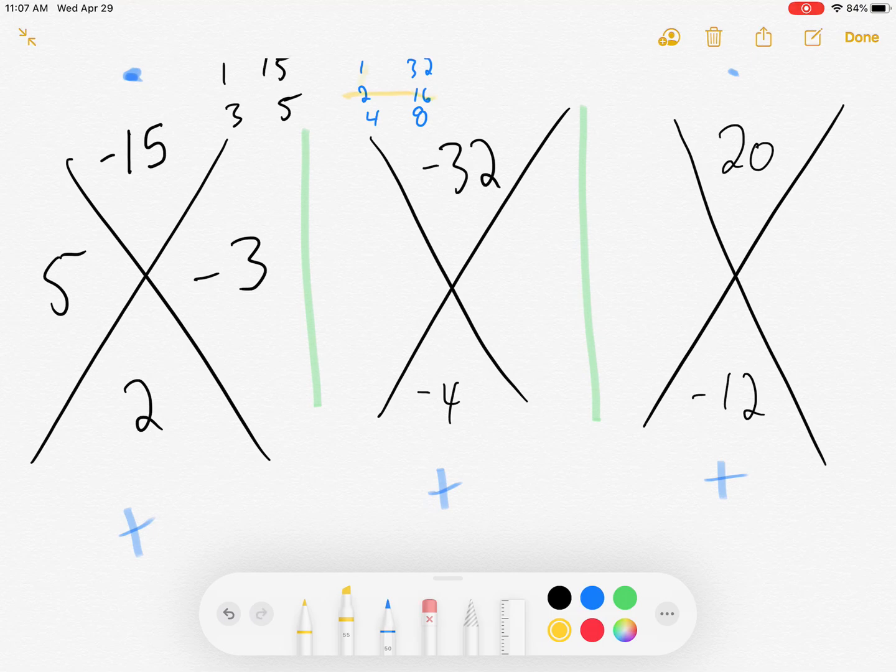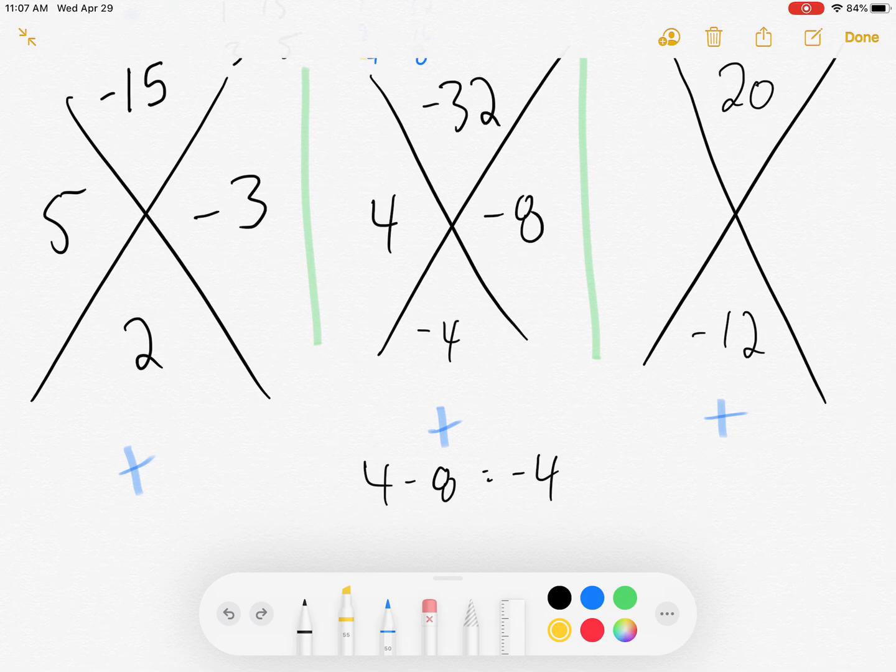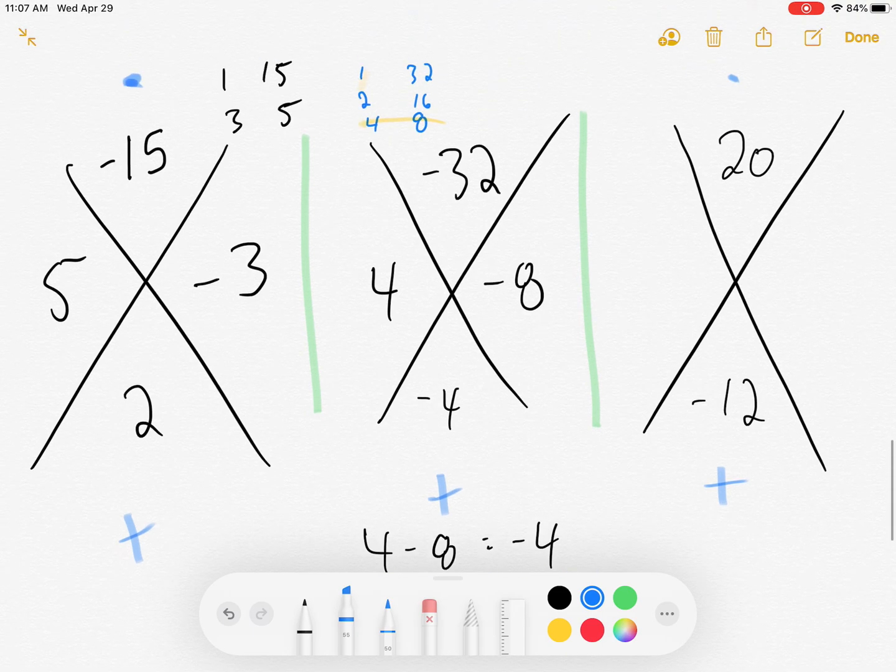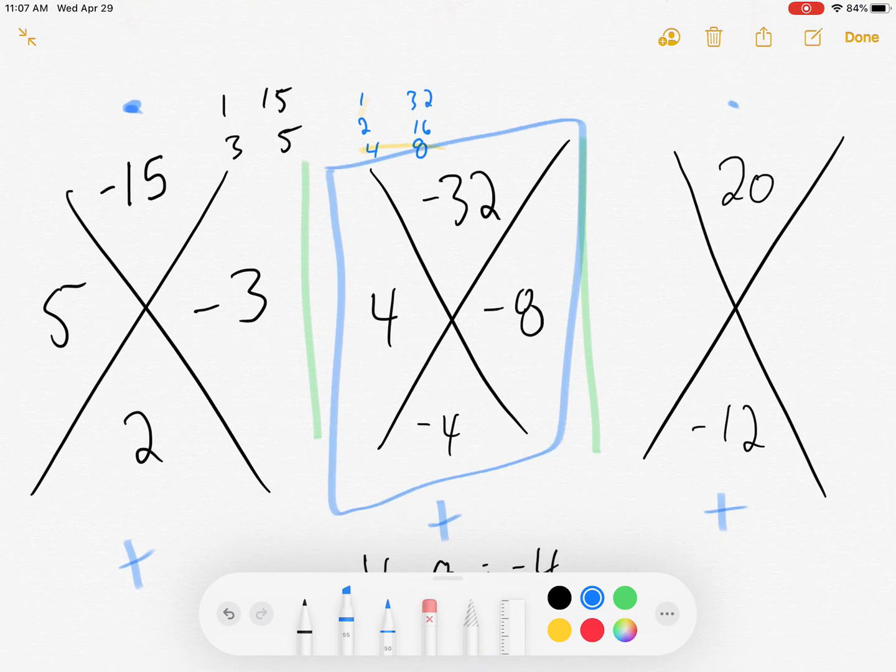What about 2 and 16? 2 plus 16 is 18. 2 minus 16 is negative 14. That's not going to work. Last but not least, we have 4 and 8. Well, 4 plus 8 is 12, but 4 minus 8 is negative 4. So 4 and negative 8. 4 minus 8 is negative 4. But also, because we listed out the factors of 32, 4 times negative 8 is negative 32. So now this is my final answer to this problem.